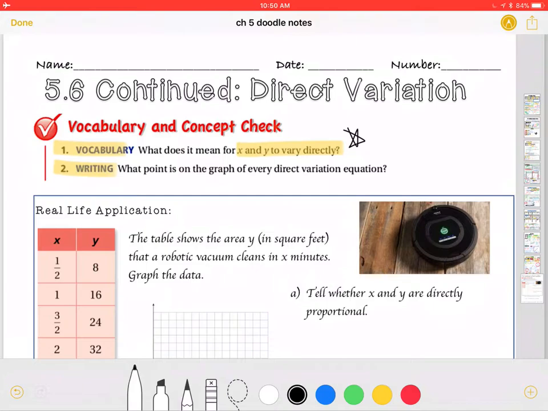And then the second one, what point is on the graph of every direct variation equation? This point will be on every single graph. And it was on every single graph of a proportional relationship as well. What point should that be? Hopefully you're thinking the origin, 0, 0. And if you are, you're correct.